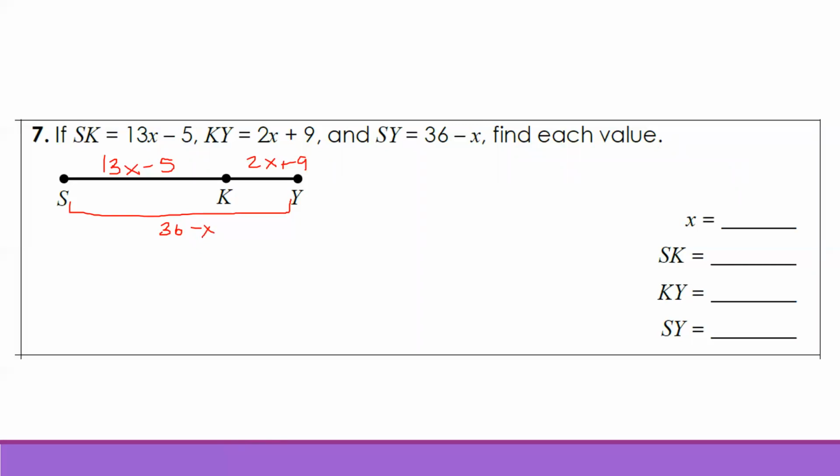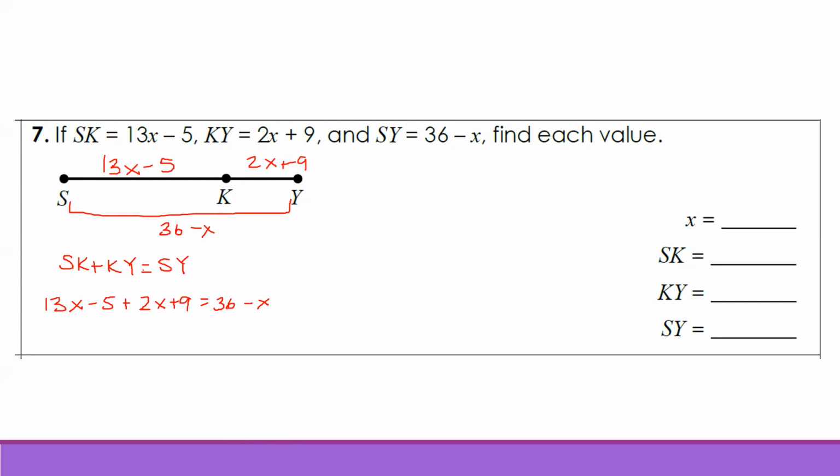Now, I like to set up that segment addition, SK plus KY equals SY. If you are confident enough to start without writing that, and you just want to go straight to the 13x minus 5 plus 2x plus 9 equals 36 minus x, I am okay with that. Just be careful. And if you do make a mistake at any point, you might want to review that step that you skipped just in case. But if you're confident going to this step with the numbers and the variables, be my guest.